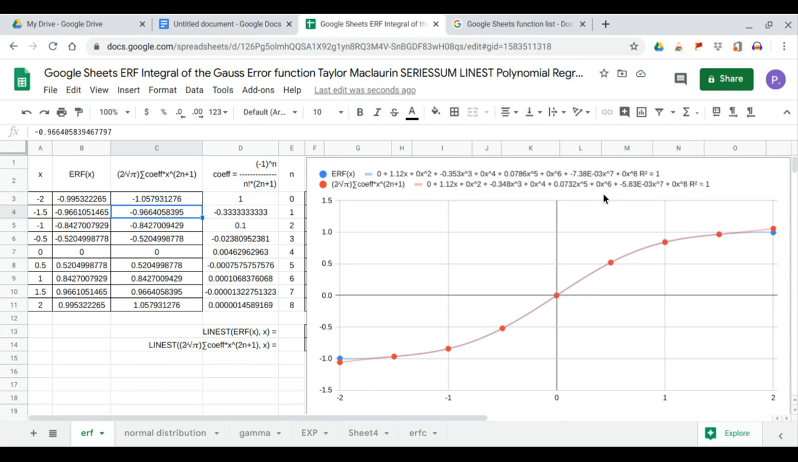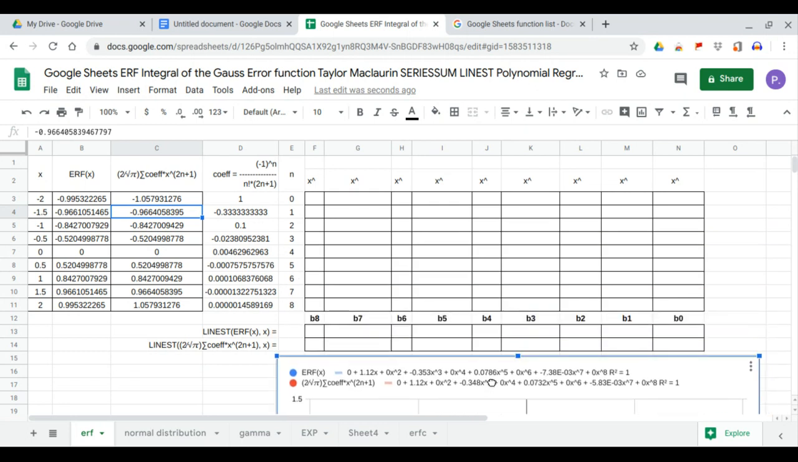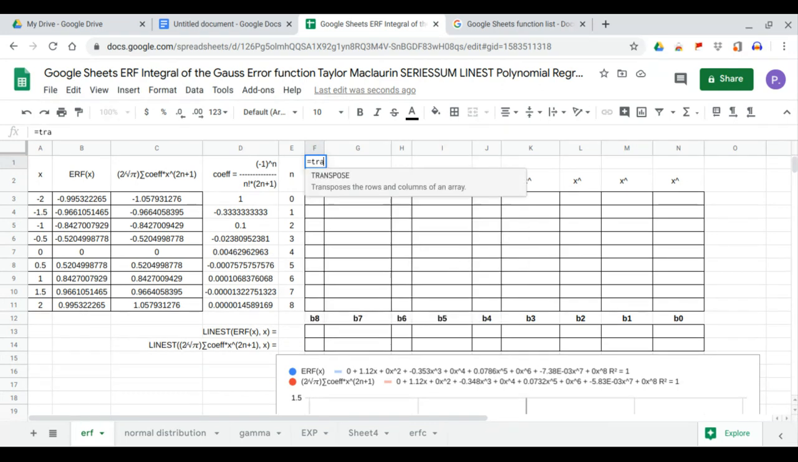Next, we will calculate these coefficients using LINEST. To do that, we will generate the 1 comma x matrix. So here we have the 1 comma x matrix. We start with the 1 column, the x column, and the x squared column, and so on. So to get the power, we use transpose of the x values.